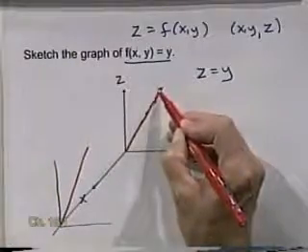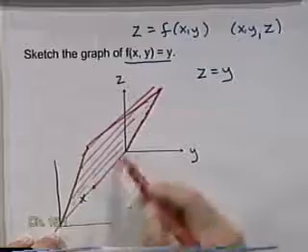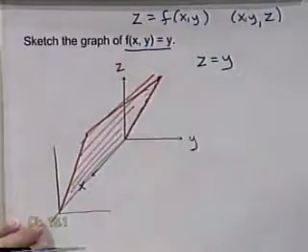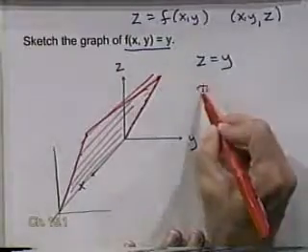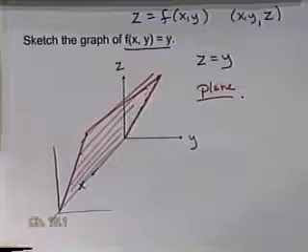And then we're pulling him along the x-axis. And as you can see, what you're doing is you're getting this plane here. You're getting a plane that's at a 45-degree angle with the xz plane. So what do we have here? We definitely have a plane. Okay, want to do another one?